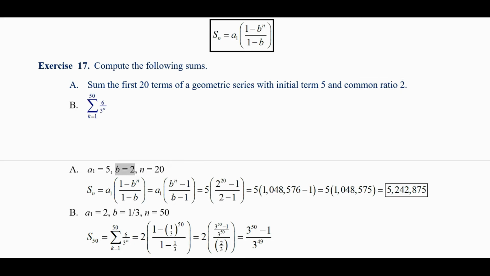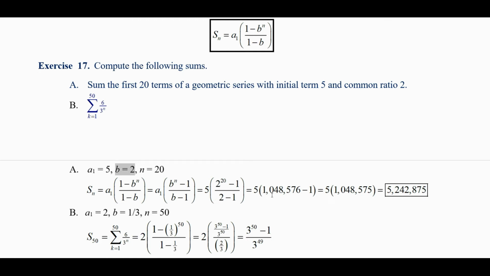The common ratio is 2, that's the base, that's B. And when the base is bigger than 1, I prefer to use this version of the formula where I multiply top and bottom of the fraction by -1. So plugging in, A1 is 5, B is 2. 2 minus 1 is 1 on the bottom, so it's just 5 times 2 to the 20th minus 1.